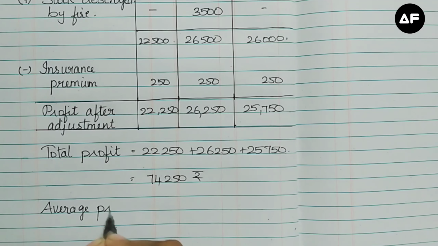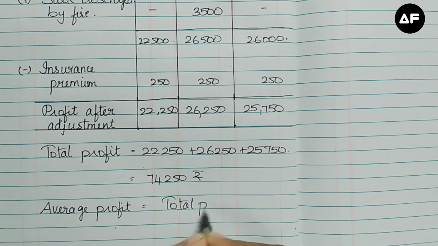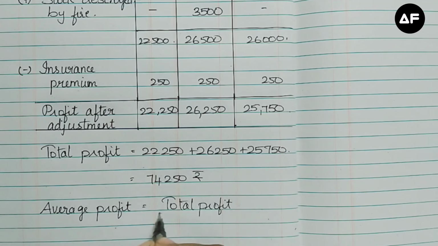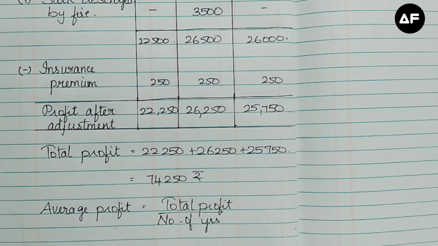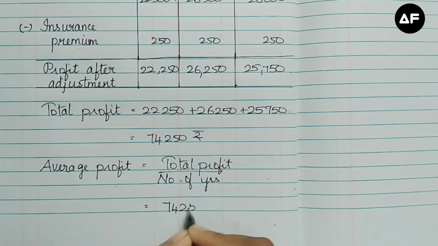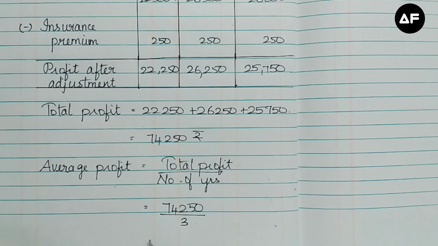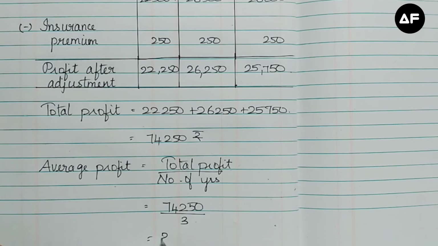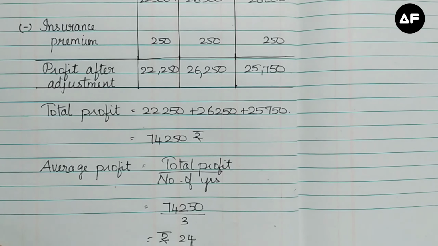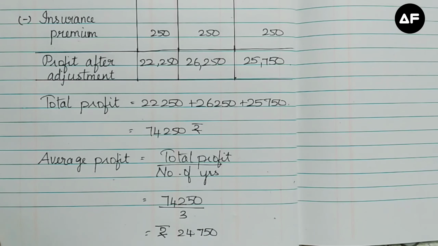Next is the calculation of the average profit. So average profit is equal to total profit divided by number of years. So total profit is given as rupees 74,250 for 3 years, 1, 2 and 3. So when I divide 74,250 by 3, it's going to be rupees 24,750. So this is my average profit.